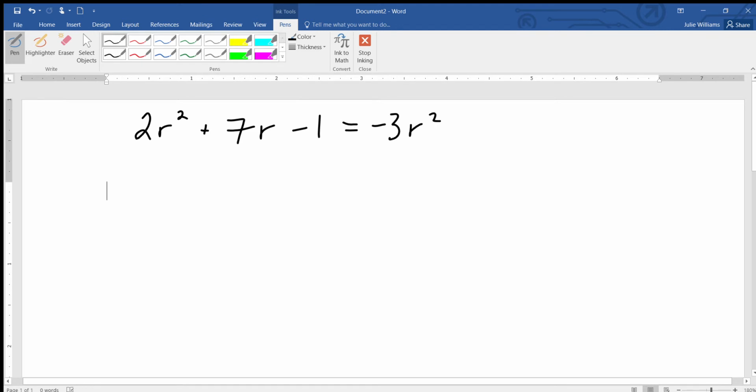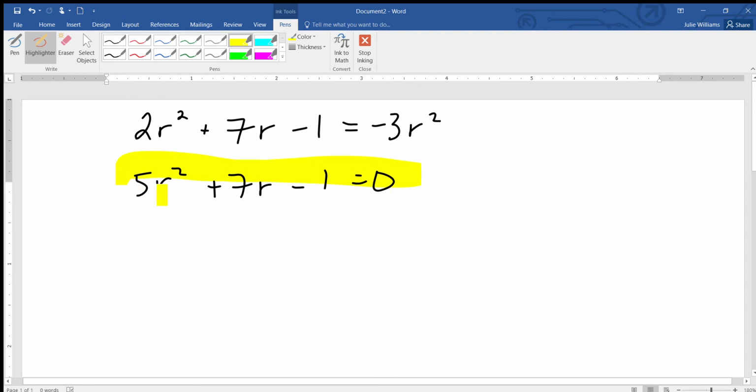Remember with quadratics, you have to have it set equal to 0 before you can do anything with it. Right now it is not set equal to 0, so I'm going to add 3r squared to both sides. When I do that, I'll get 5r squared plus 7r subtract 1 is equal to 0. So this is the quadratic that I want to use.